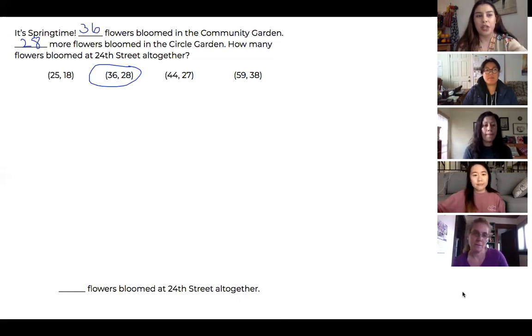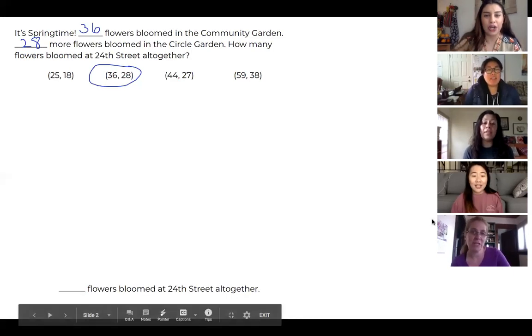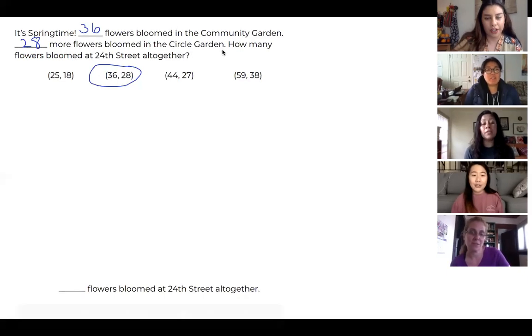We're going to start in 3, 2, 1. It's springtime. 36 flowers bloomed in the community garden. 28 more flowers bloomed in the circle garden. How many flowers bloomed at 24th Street all together? So what are we trying to figure out, Miss T? We're trying to find out how many flowers that bloomed all together. Beautiful. So how many flowers bloomed all together?